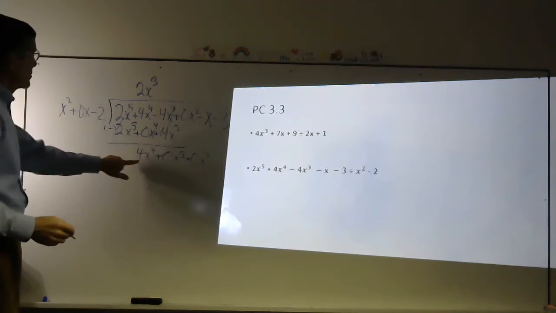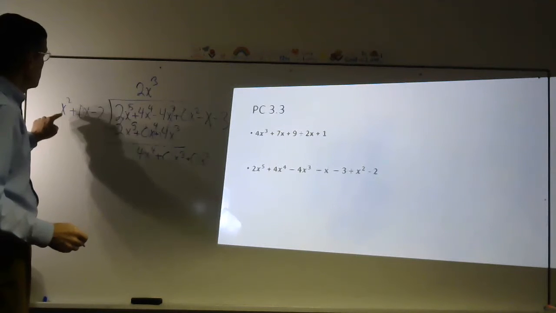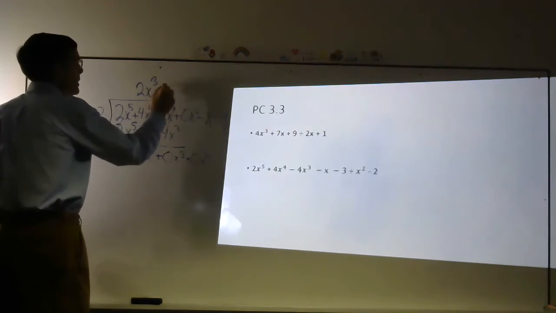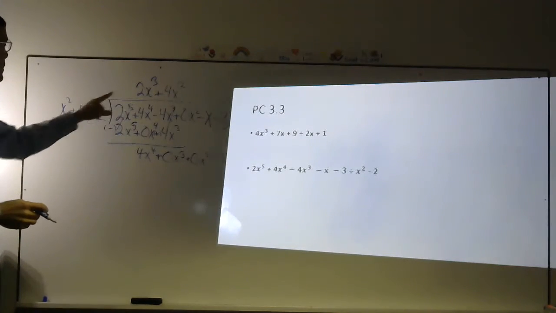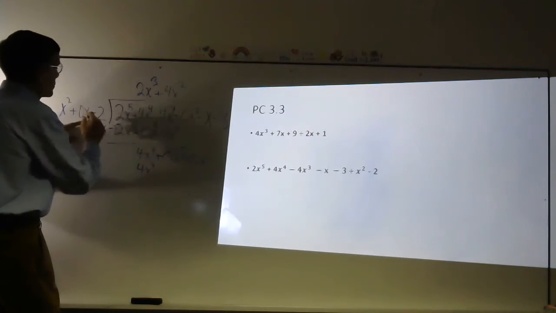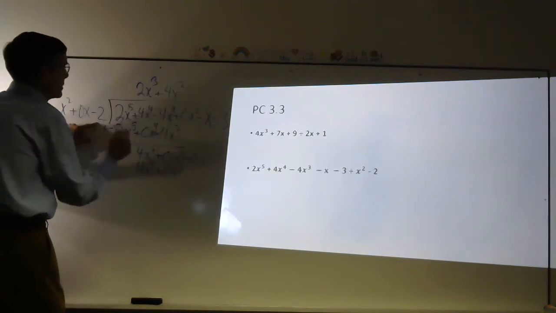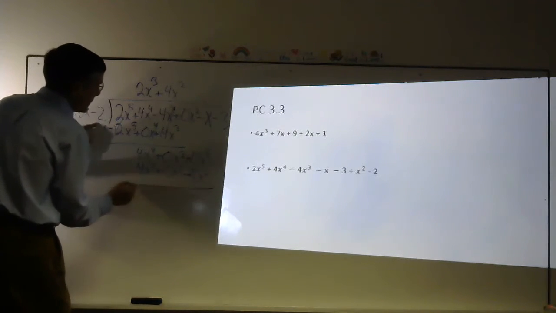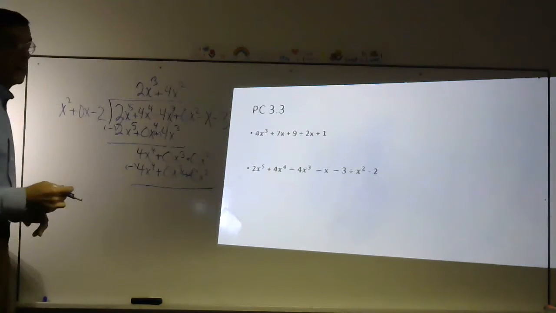How many times will x squared go into 4x to the 4th? Whatever you put up there, you have to take times x squared to get 4x to the 4th. So it should be plus 4x squared, yes? 4x squared times x squared is 4x to the 4th. 4x squared times that is 0x cubed. 4x squared times that is negative 8x squared. Take the negative in on the bottom.